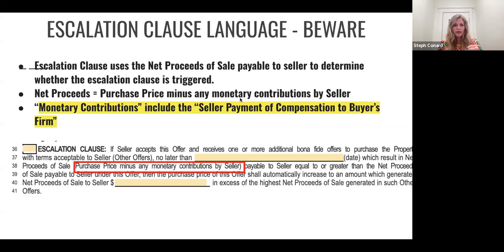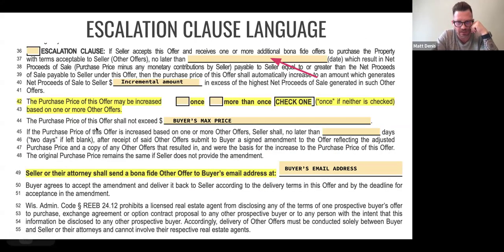Escalation clause, beware. Can I ask a couple of questions about the dates, if you don't mind? Yes, going back. Yes, please. Do you mind going back one slide? Yeah, thank you.